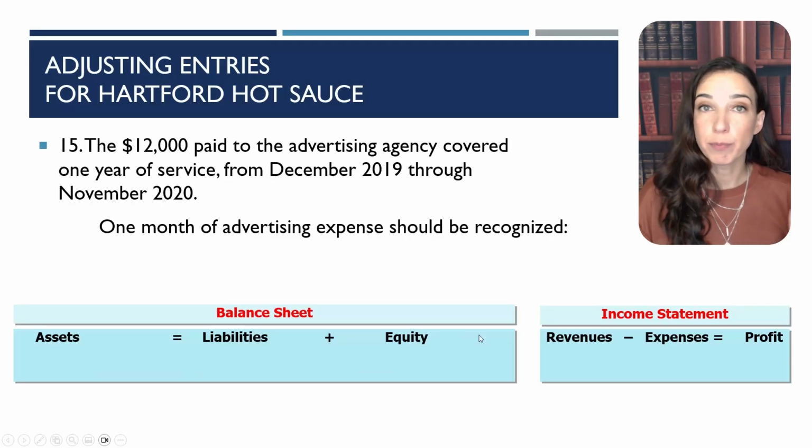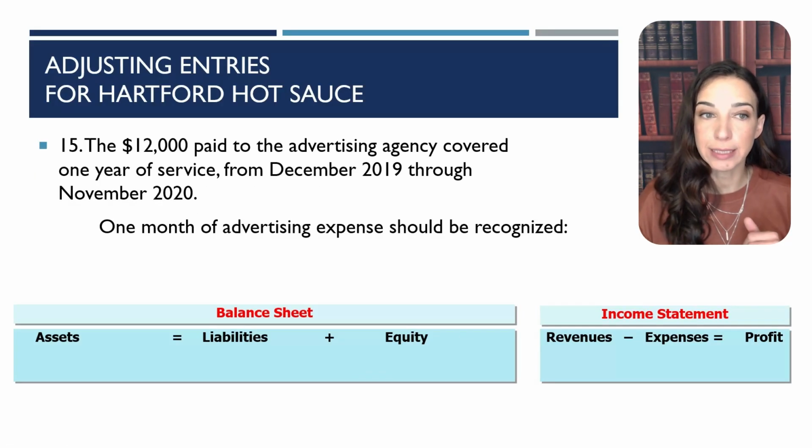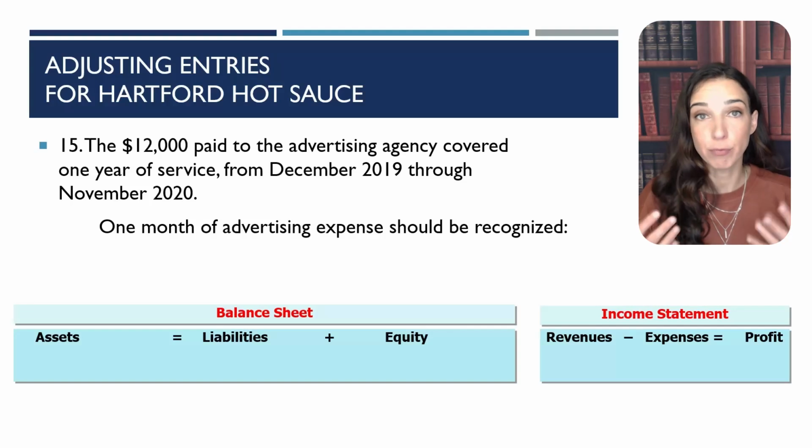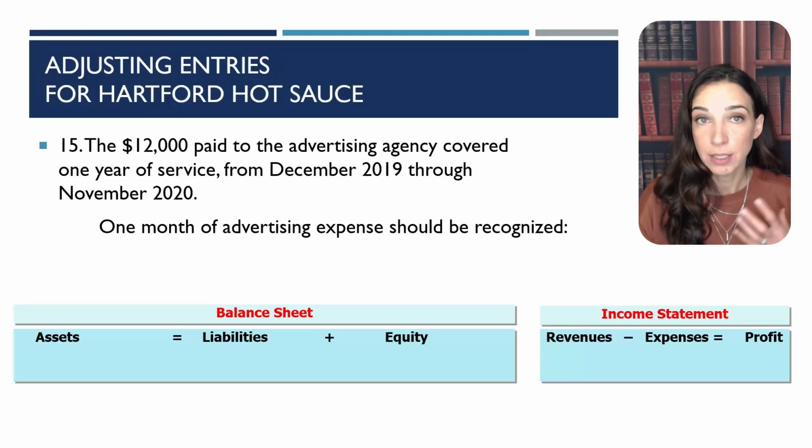Let's talk about the prepaid to the advertising agency now. We paid $12,000 for 1 year of service from December 2019 through November of 2020. Now we are closing the books on December 31st. So we ask ourselves, how much of that asset have we already used up? We have already received 1 month of advertising. So we no longer have 12 months remaining.